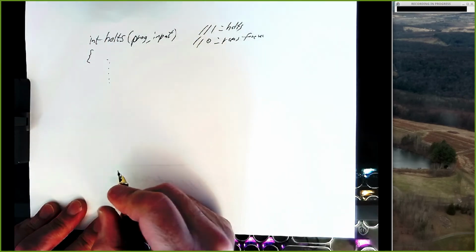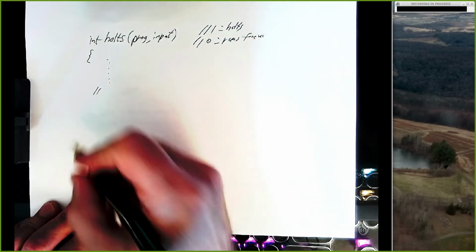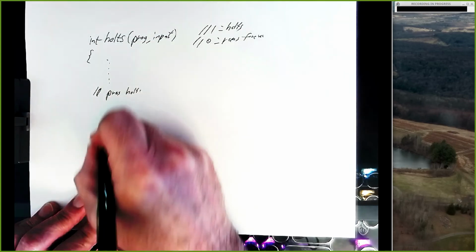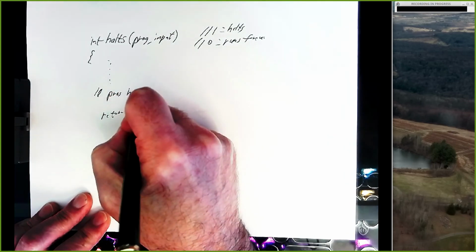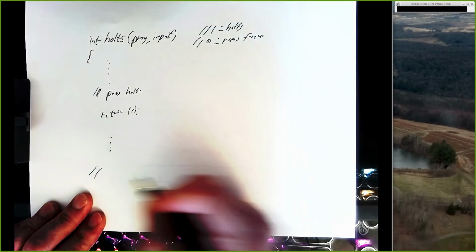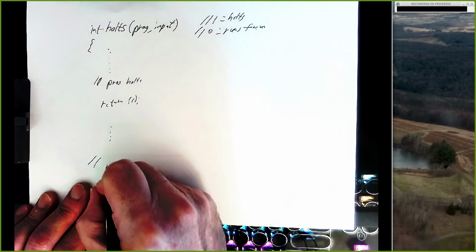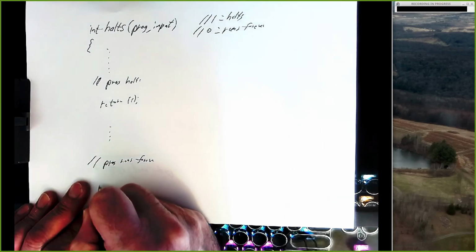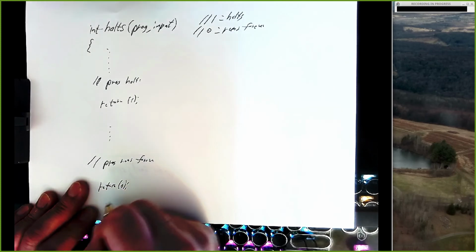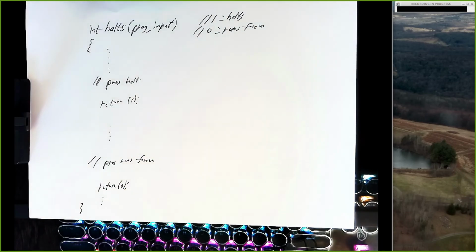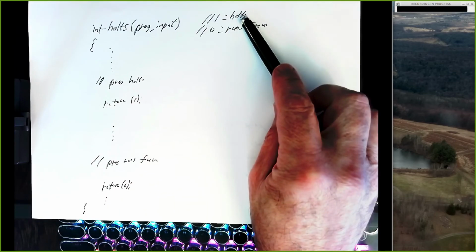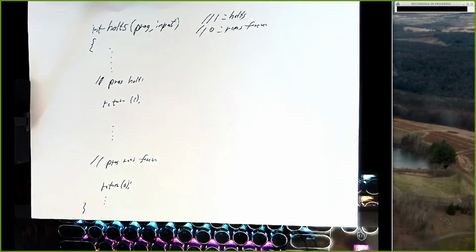So somewhere in here, you have a comment, because of course you comment your code, and your comment says, program halts. And so you return 1. And somewhere else in here you have a comment where you've discovered that your program runs forever. And so you return a 0. And you've probably got other stuff in here, and there's an ending curly bracket, and you've got other functions and stuff like that. But ultimately, somewhere there's got to be a place where the program returns a 1 because it says your program will halt, or where it returns a 0 because it says it runs forever.